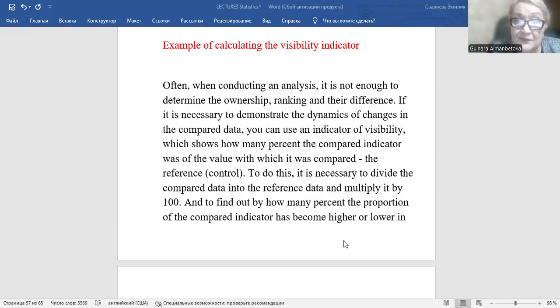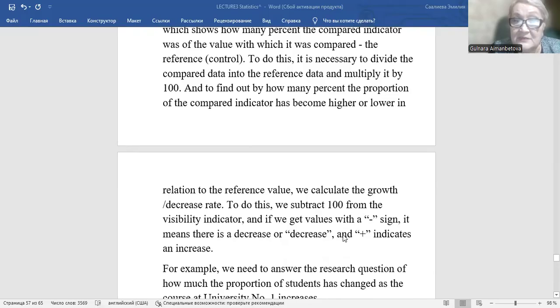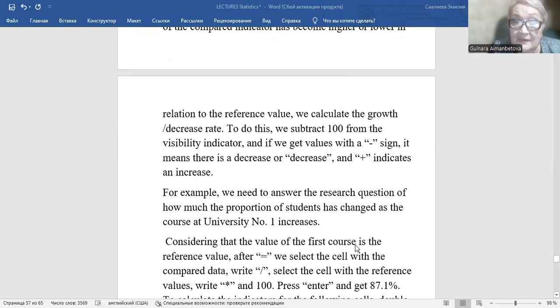And to find out by how many percent the proportion of the compared indicator has become higher or lower in relation to the reference value, we calculate the growth decrease rate. To do this, we subtract 100 from the visibility indicator, and if we get values with a minus sign, it means there is a decrease, and plus indicates an increase.